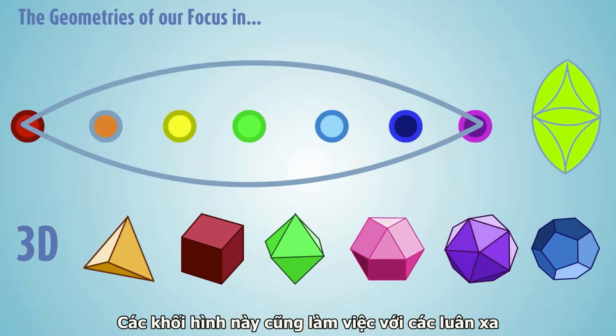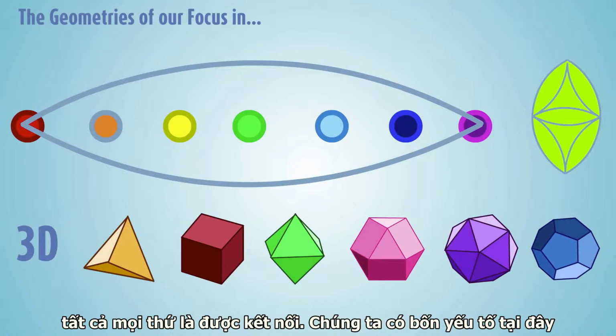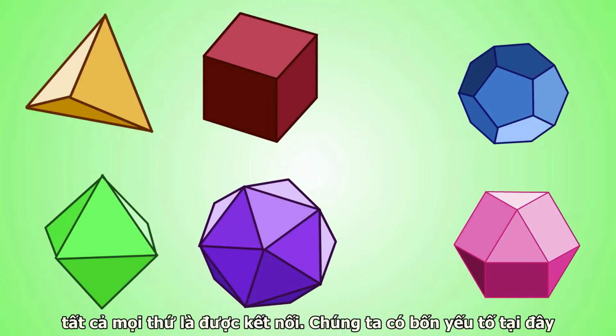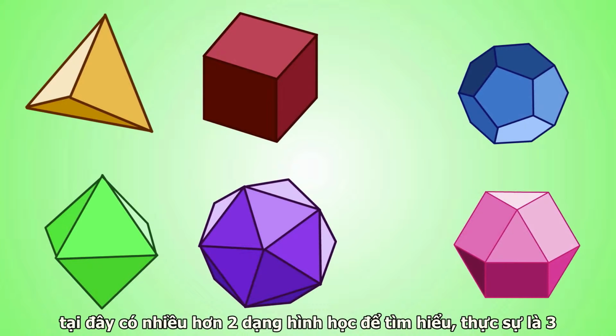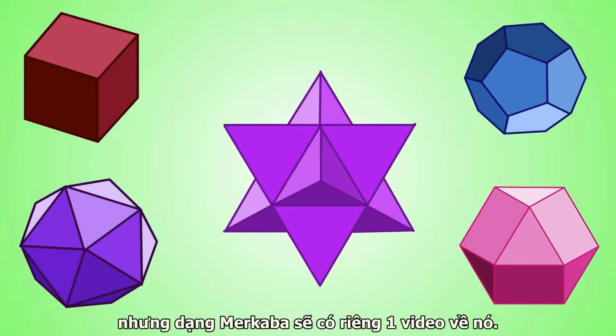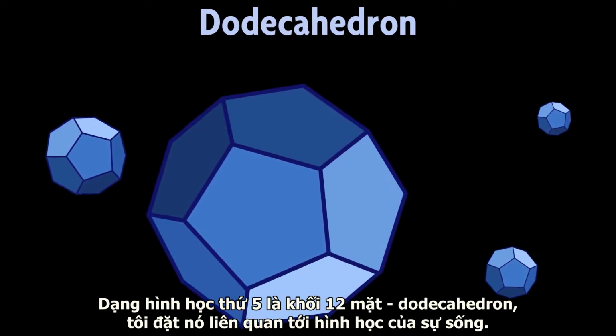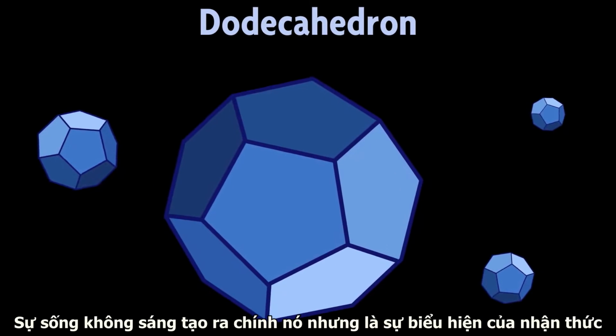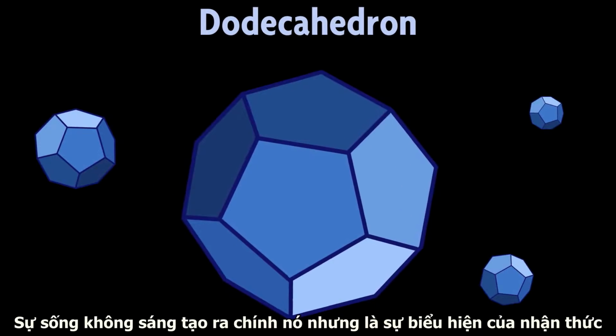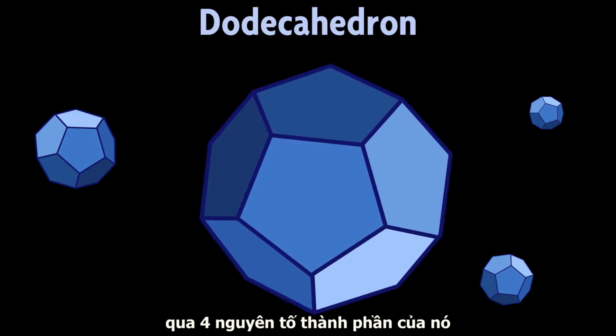These geometries also work in tandem with the chakras. Everything is connected. So we have the 4 elements down, which means there are 2 more geometries to look at. Well, actually 3, but the Merkaba is a whole video on its own. The 5th geometry is the dodecahedron, which I associate to being the life geometry. Not creating life itself, but the expression of consciousness through the other 4 elements.